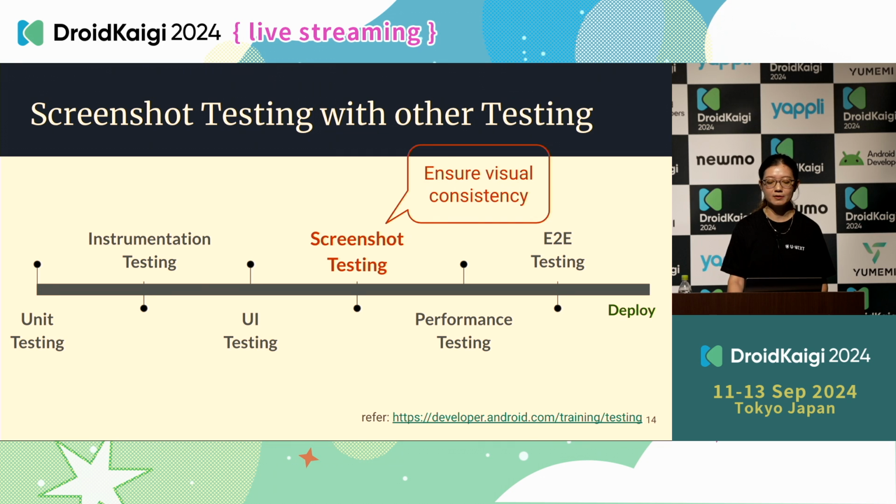And here is where screenshot testing comes in. It effectively confirms UI consistency, whether for individual small components or a whole complex screen. It's important to note that it doesn't evaluate whether the UI logic or business logic is correct. Instead, it just focuses on comparing the before and after images to ensure that the visual appearance remains consistent.